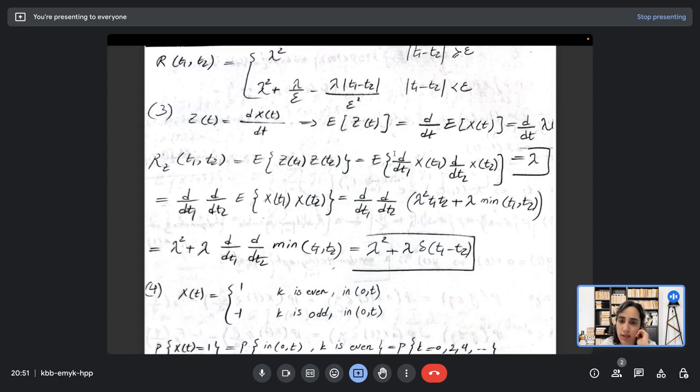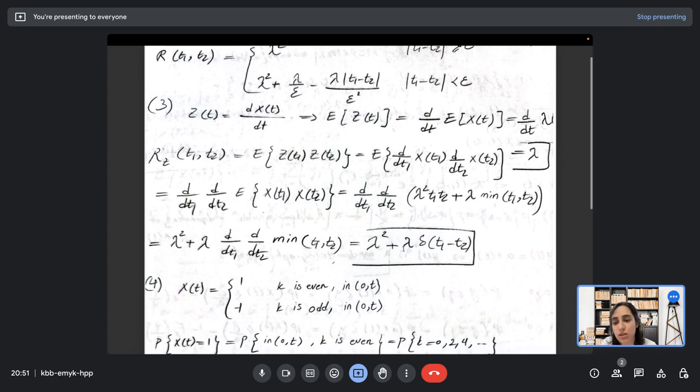So yes, I was talking about the autocorrelation of z. And again, the derivatives come out of the expectation operator, and we know the autocorrelation for x, which is a Poisson process, and we write the formula and we take the derivatives and we can have the autocorrelation.